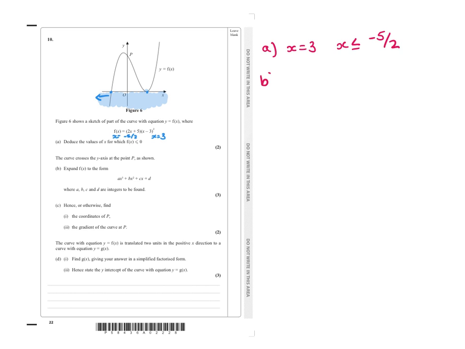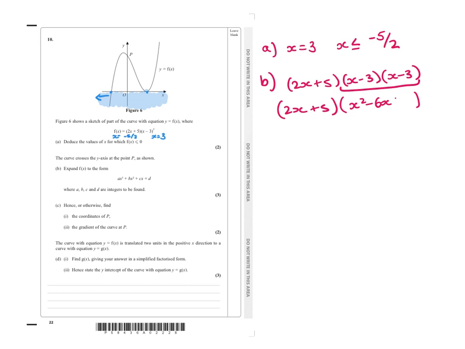Part B. The curve crosses the y-axis at the point P as shown. Expand f of x to the form where a, b, and c are integers to be found. So this is a nice, easy expansion. Again, you should be able to do this from GCSE. And then we're going to have x minus 3, x minus 3. Personally, I'm going to expand these two brackets first. So I'm going to have x squared minus 6x plus 9.